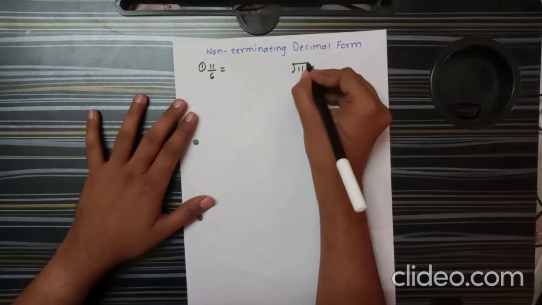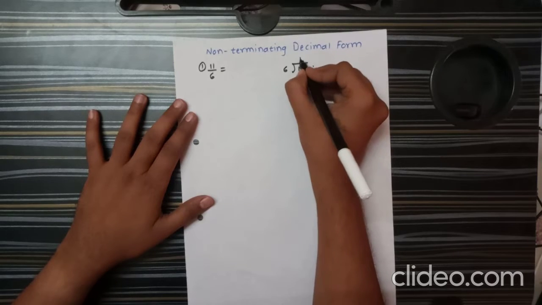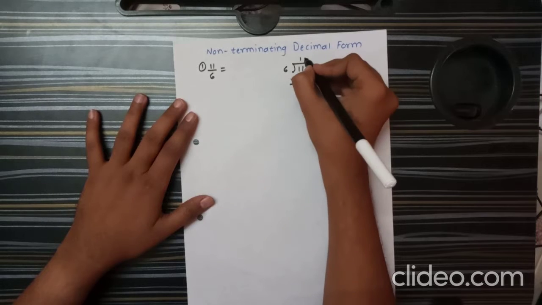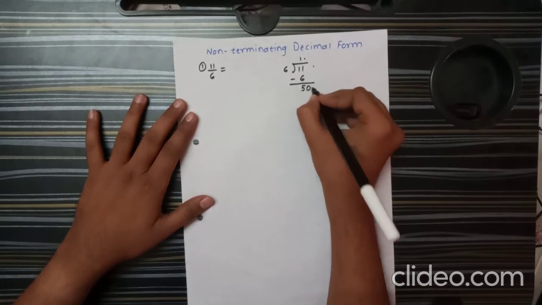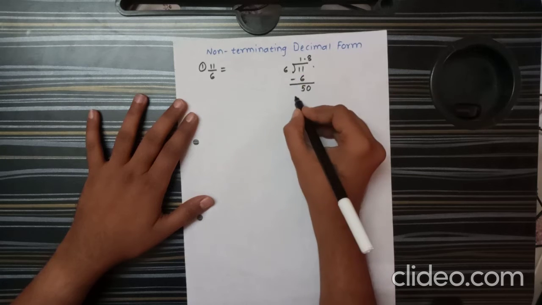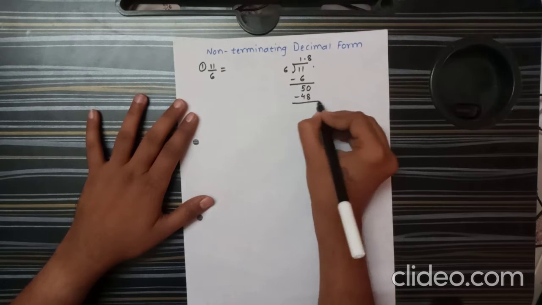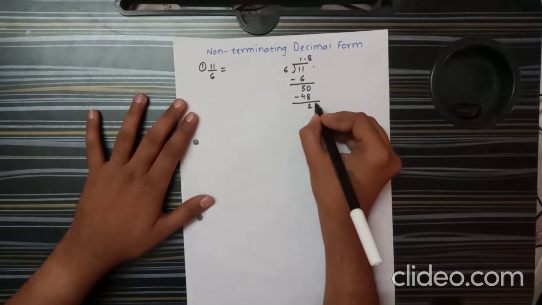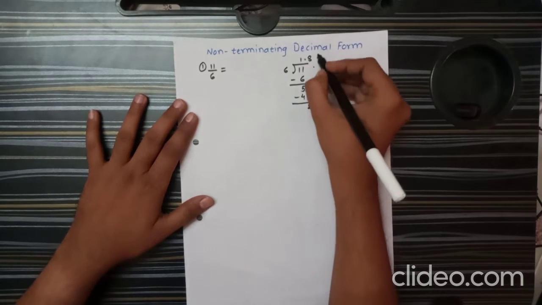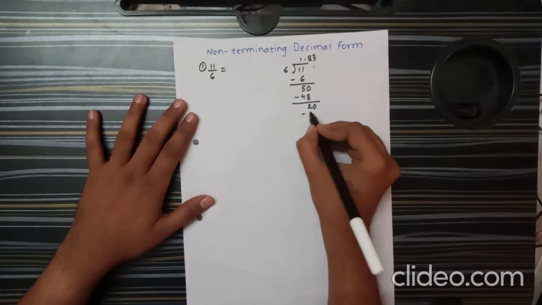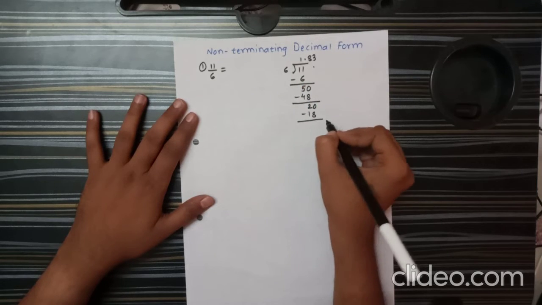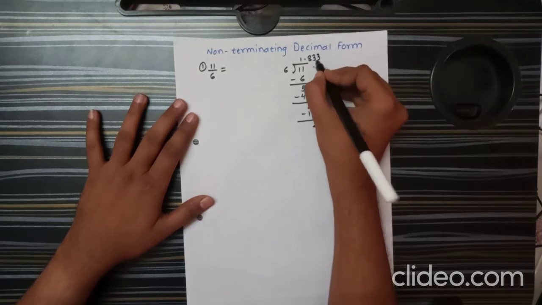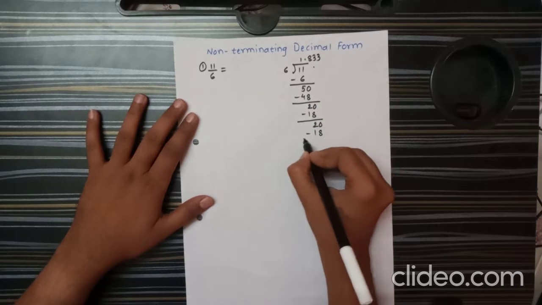11. 6 ones are 6. 11 minus 6 is 5. 1 decimal point 0. 6 8s are 48. 50 minus 48, the remainder comes out to be 2. Again 1 0. 6 3s are 18. Remainder is 2. Again 1 0. 6 3s are 18.